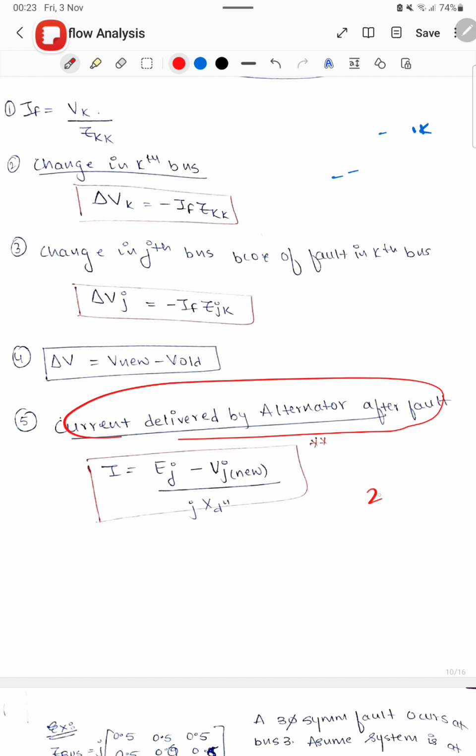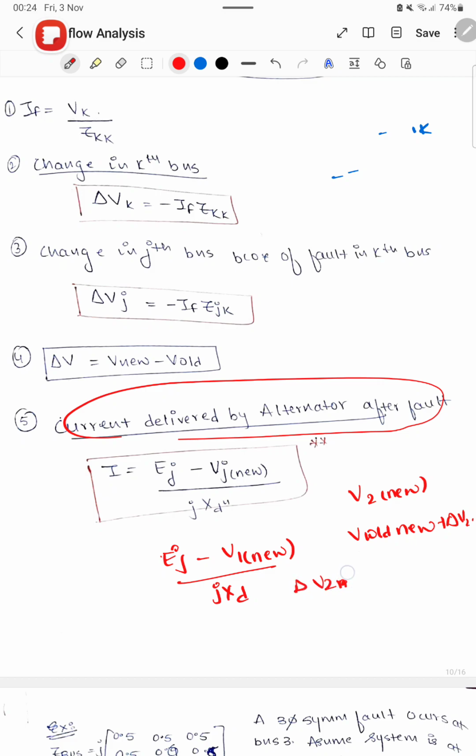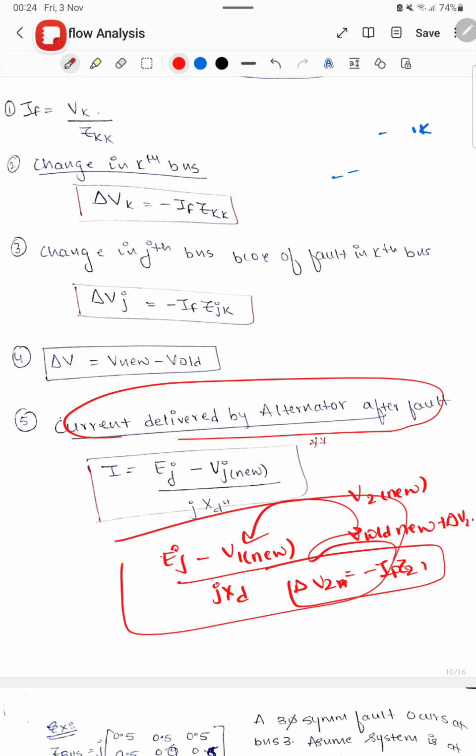Let's say the fault is at bus 1 and they asked you the current delivered at bus 1, that would be simple, right? Ej minus V1 new upon jxd. But what if the fault occurred at bus 1 and they asked you the current at bus 2? In that case, it would be V2 new, and V2 new would be V2 old plus delta V2, and delta V2 is nothing but minus If Z21, okay? That you will substitute here. This in turn you will substitute here, and you would get the current.